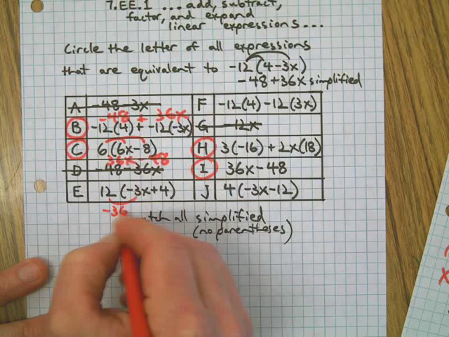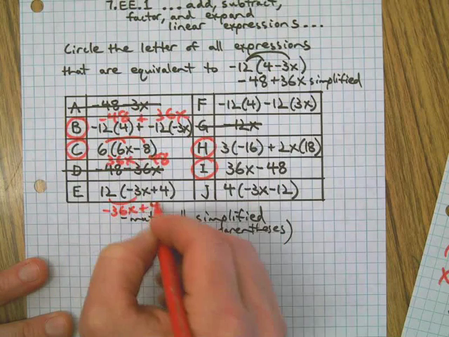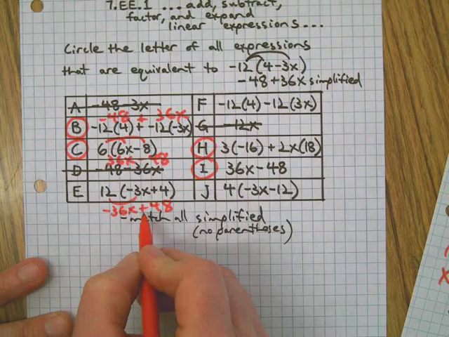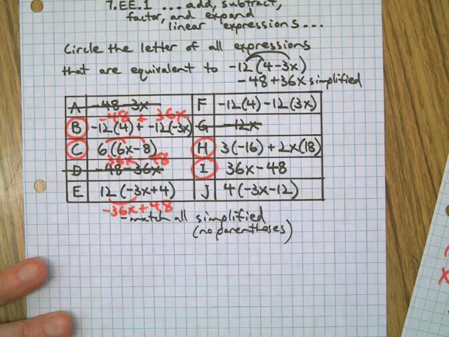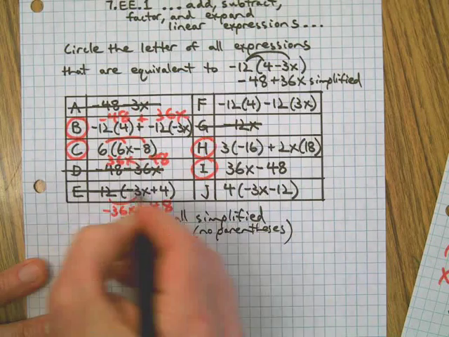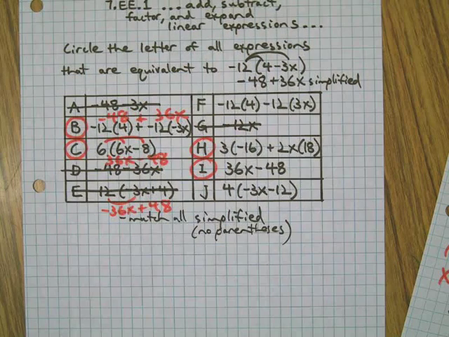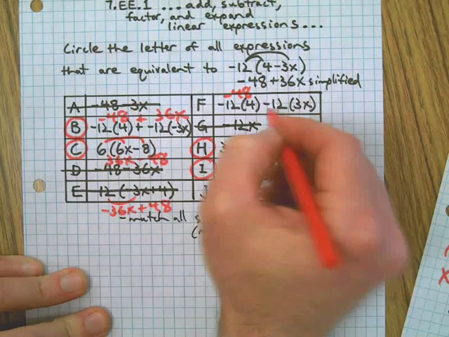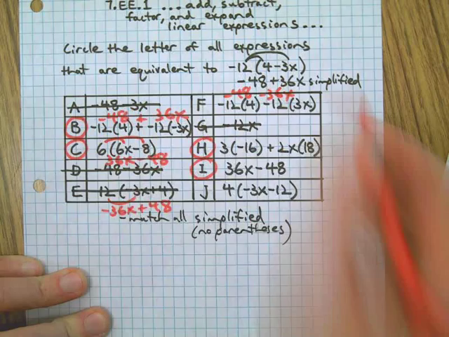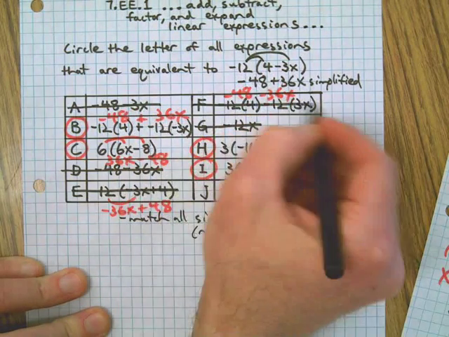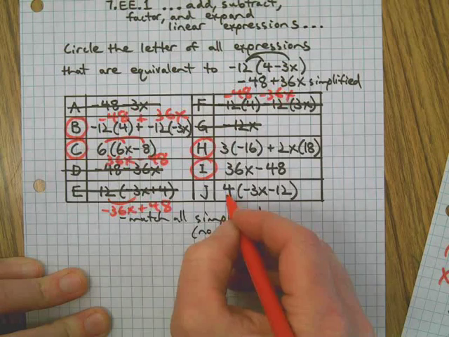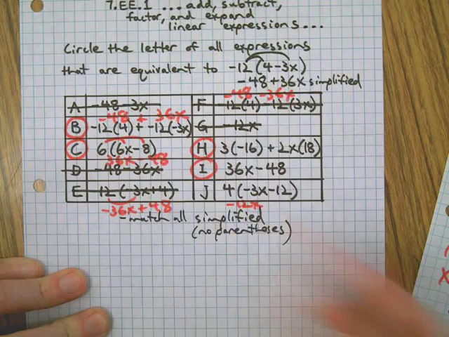Distribute the 12 through multiplication. I get negative 36x and positive 48 here. I've got the right products but the wrong signs, okay? So that's why that one was not a match. Let's cross that out. For part F, I've got negative 48. Looks good so far, but this is negative 36x. Therefore, F does not match. And finally on J, 4 times negative 3x is negative 12x. Right away we know that's not going to be a match.